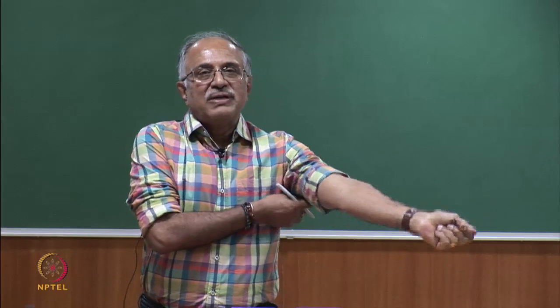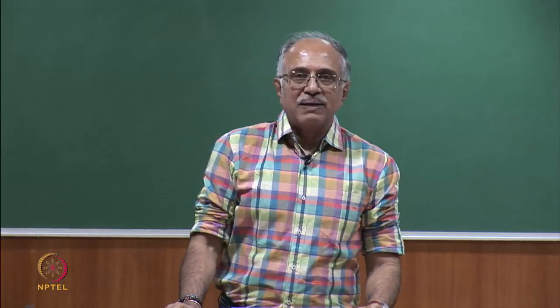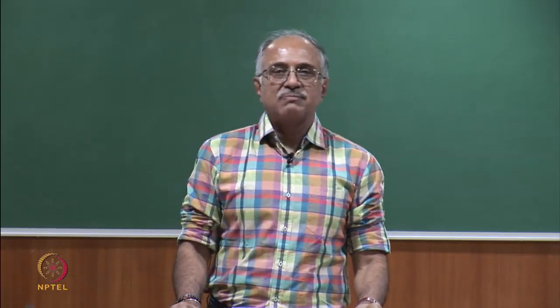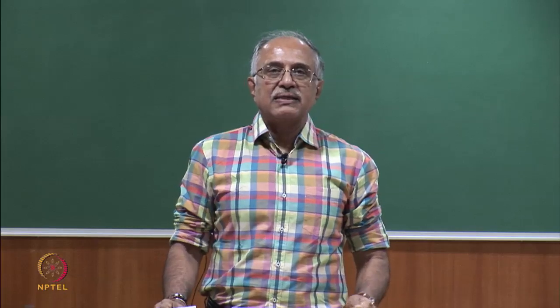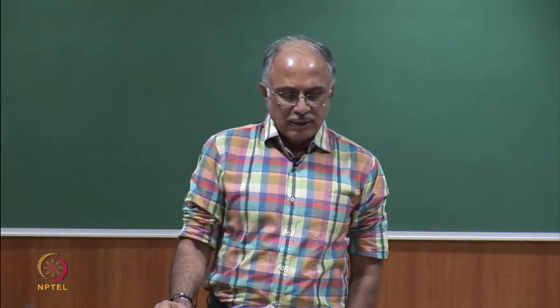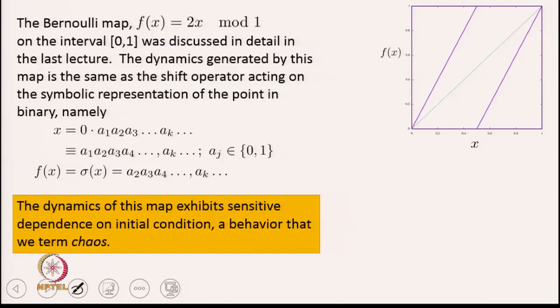Hello. We continue our discussion today on maps and flows, and we look at some simple examples of bifurcations. Recall that in the last lecture, we had considered the Bernoulli map f(x) goes to 2x mod 1 on the interval 0 to 1. This was discussed in detail, and we looked at the dynamics of this map when we noticed that the dynamics is the same as if a shift operator was acting on the symbolic representation of the point in binary.